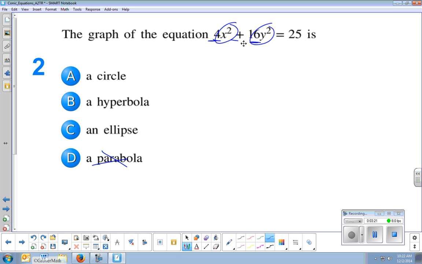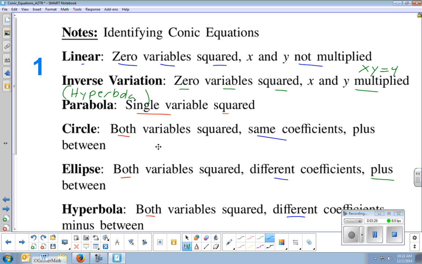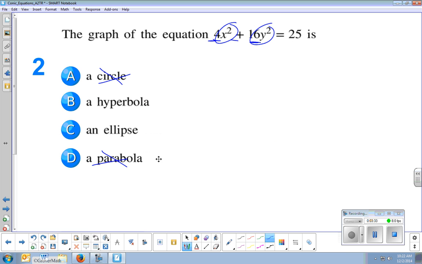If it was 4 and 4 or 16 and 16, then it'd be a circle. But because you got different coefficients, now we're talking about the ellipse or hyperbola. Different coefficients when both variables are squared. Plus between, ellipse; minus between, hyperbola. The plus between tells me this is the graph of an ellipse.